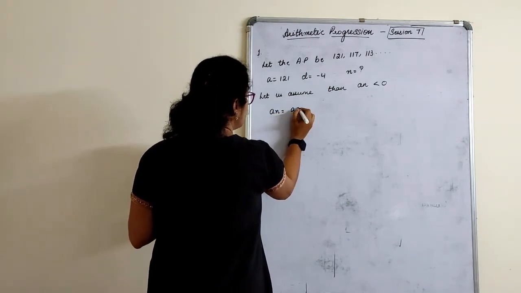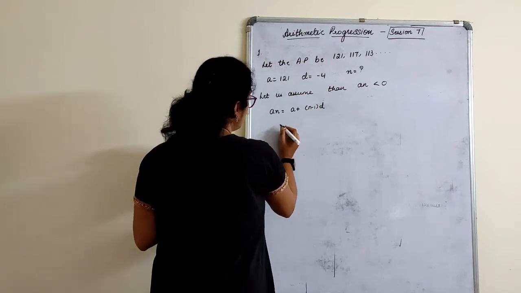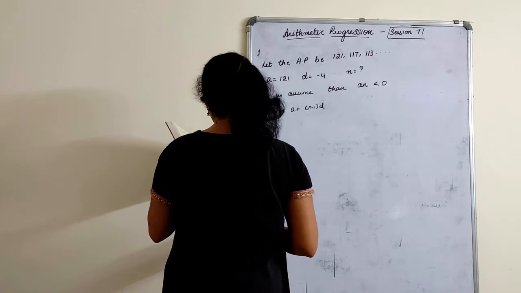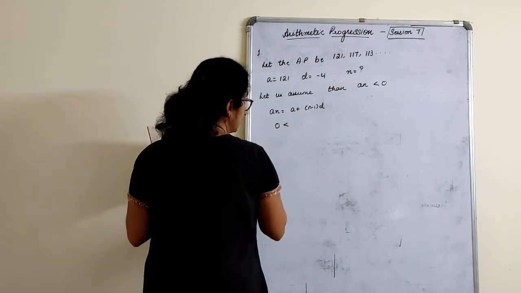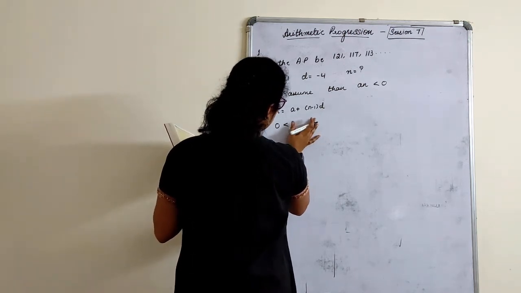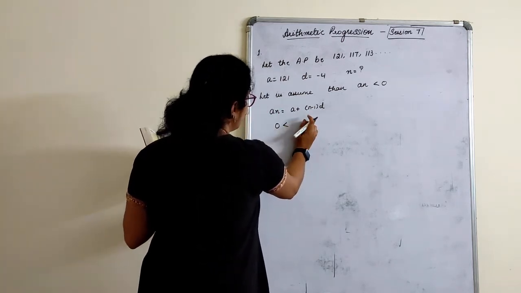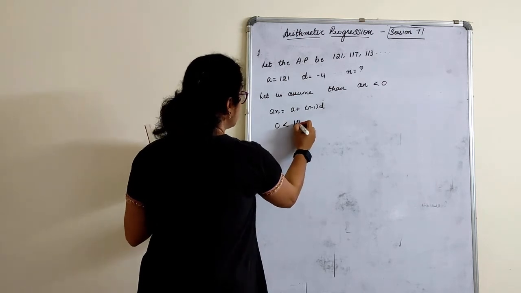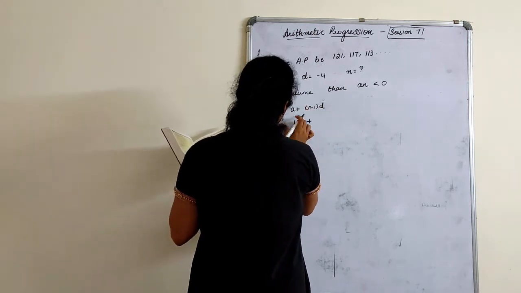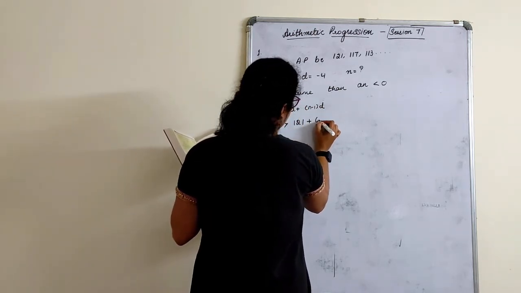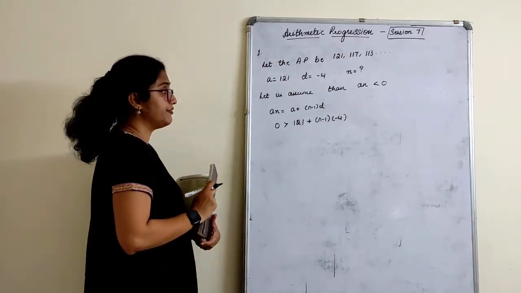An is equal to a plus n minus 1 of d. Here we do not take an equal to 0, but we consider that an should be less than 0, so I will write 0 here. Whatever term we get, what is the first term? The first term is 121 plus n minus 1, n is what we need to find, times the common difference minus 4. This is how we will write the pattern.